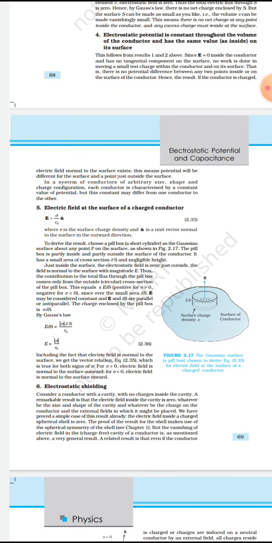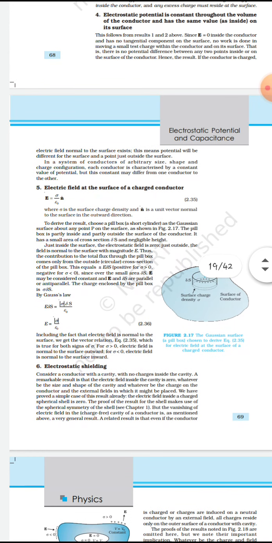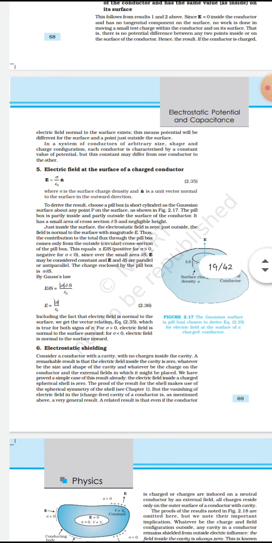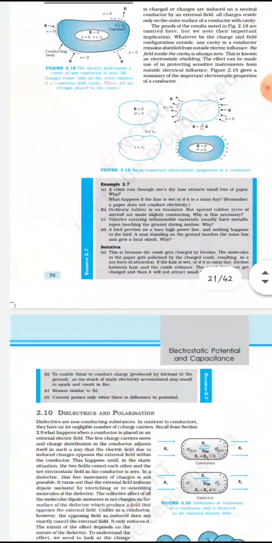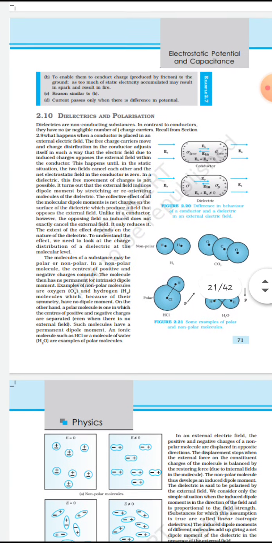The electrostatic potential is constant throughout the volume of the conductor and has the same value on its surface. In a system of conductors of arbitrary size, shape, and charge configuration, each conductor is characterized by its potential, but this constant may differ from one conductor to another, according to its size and so on.